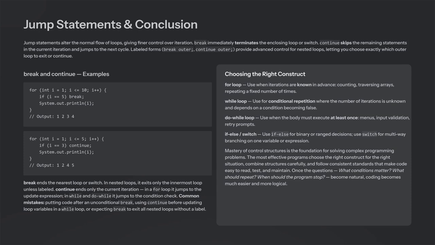We wrap up with jump statements like break and continue, which give you finer control over your loops. Use break to terminate a loop or switch immediately, and continue to skip the current iteration and jump ahead. Labeled jump statements offer even more precision when working with nested loops.